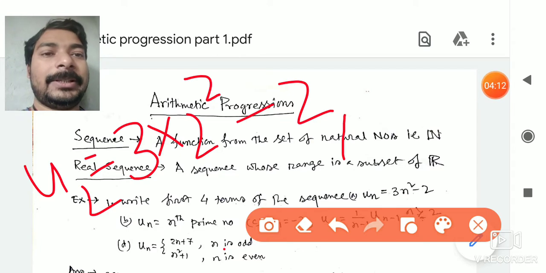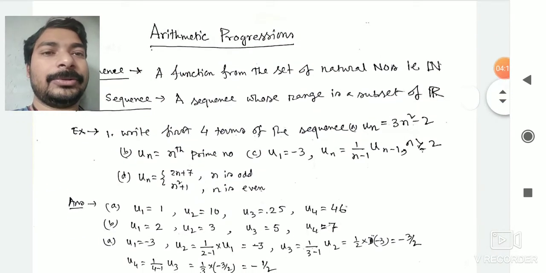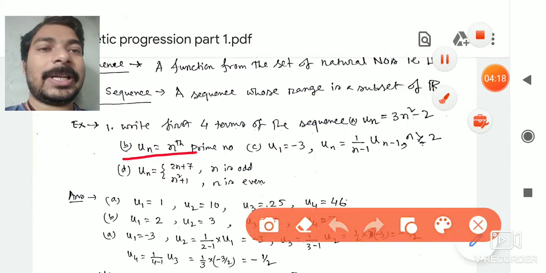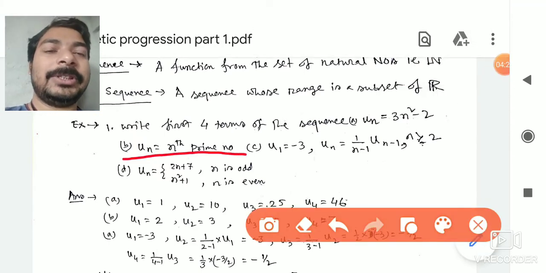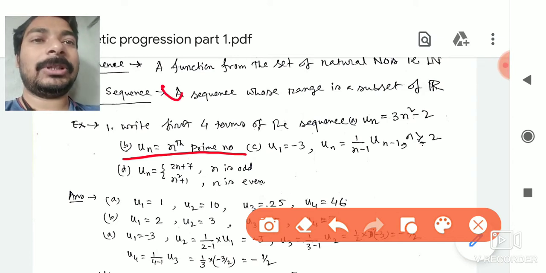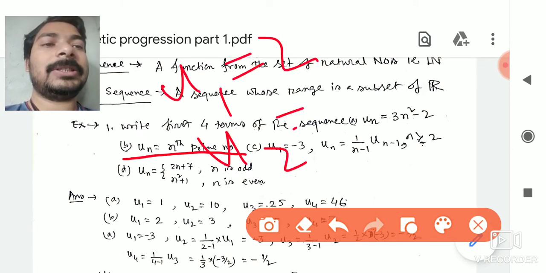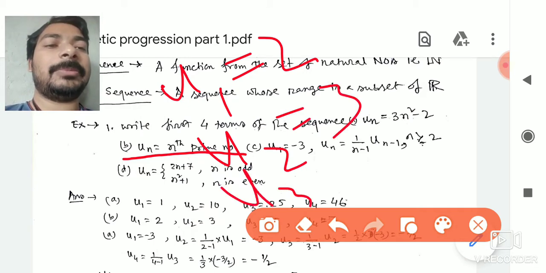Now come to the second question. This is given in this way: un is the nth prime number. This also you can easily calculate. u1 is the first prime number, that is 2. u2 is the second prime number, that is 3. u3 is the third prime number, that is 5, and so on you can calculate.